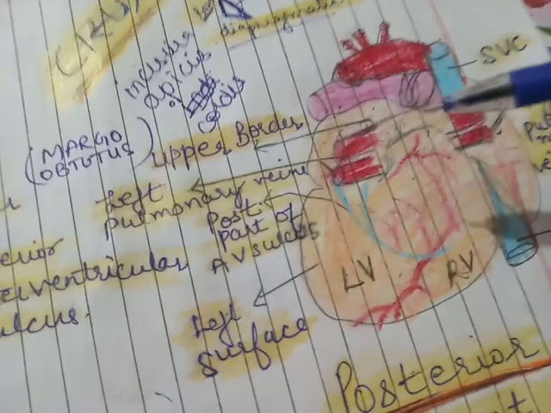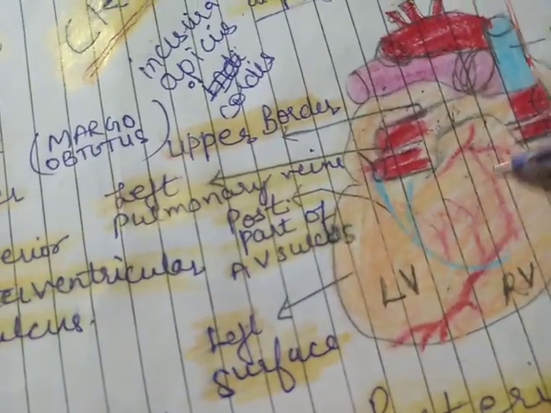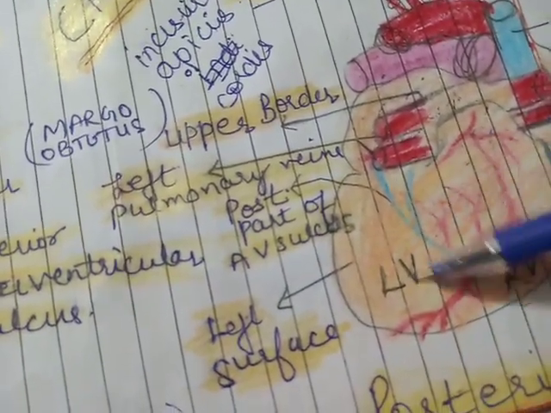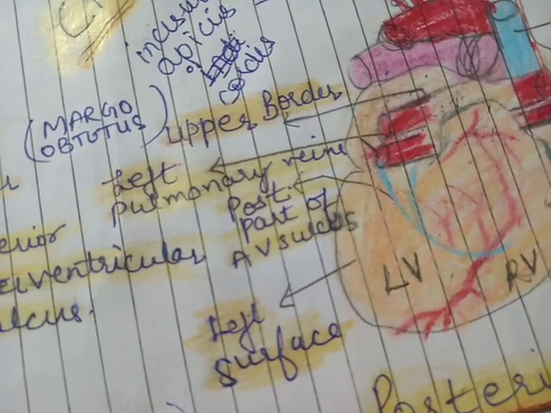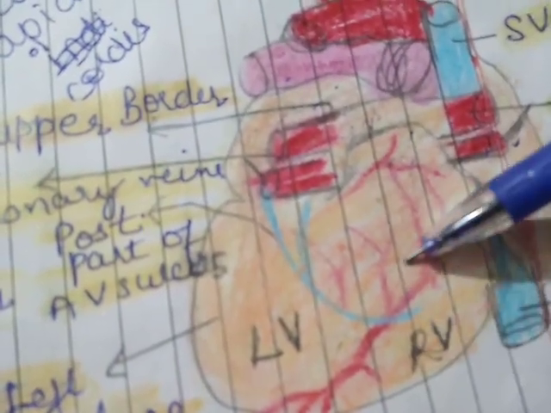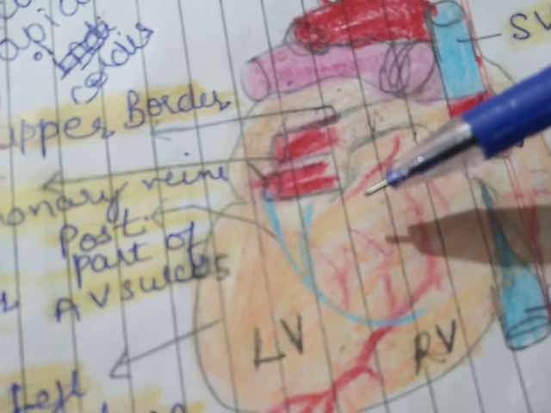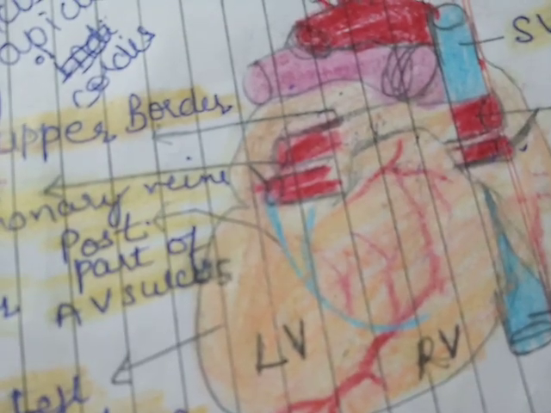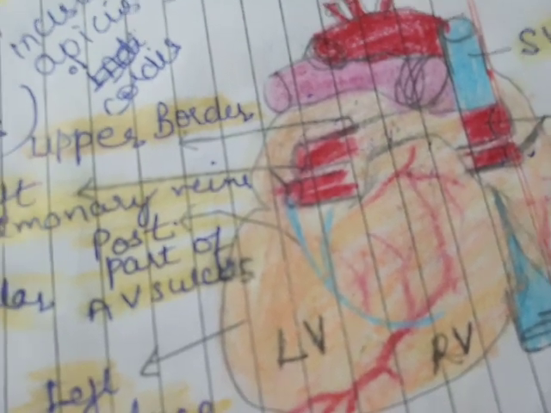Now come to the diaphragmatic surface. Here is the diaphragmatic surface. Two-thirds of the diaphragmatic surface is formed by the left ventricle and one-third by the right ventricle, as already seen here. Two-thirds of the entire heart is towards the left of the midline, right? So this is all about the external features of the heart.